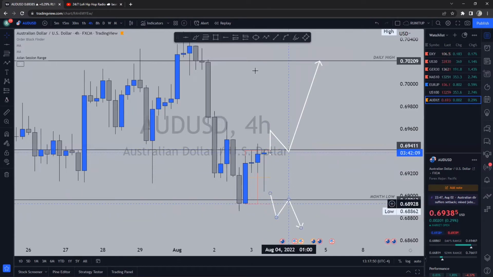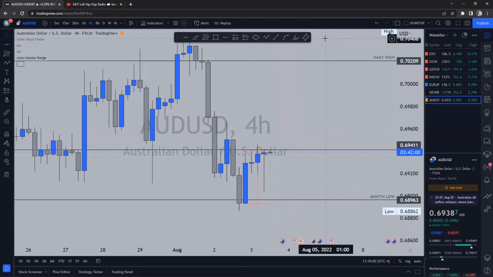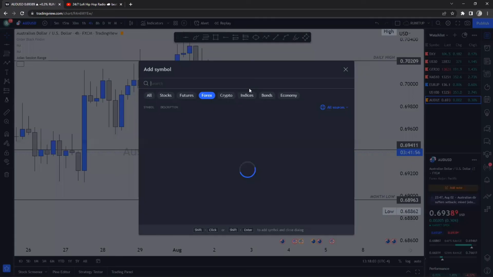But yeah, this is how I mark up my currency pairs. I'm not a currency trader. I used to trade currencies, but this is how I mark my currency pairs. I just go to the monthly time frame and I scale down. And I'm going to do another currency pair for you guys.